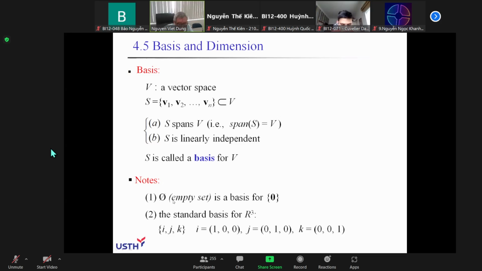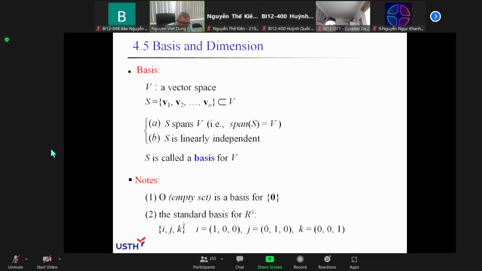The first example is the basis for the zero vector space. The vector space consisting of only the zero vector will have a basis that is the empty set. We agree with that by convention. Chúng ta quy ước rằng cơ sở của không gian vector chỉ gồm vector không là tập rỗng.